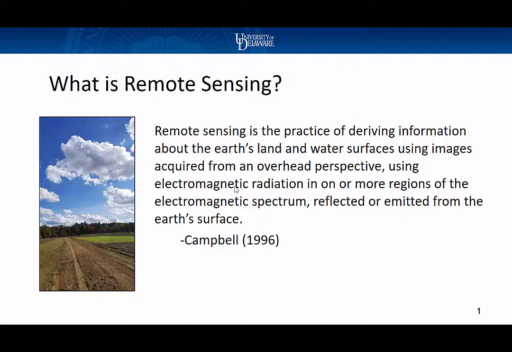It is the practice of deriving information about the Earth's land and water surfaces using images acquired from an overhead perspective using electromagnetic radiation in one or more regions of the electromagnetic spectrum reflected or emitted from the Earth's surface, also known as taking pictures.